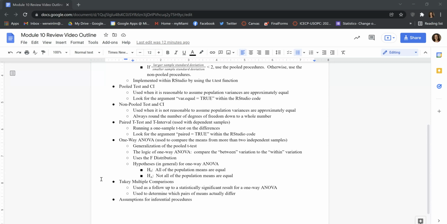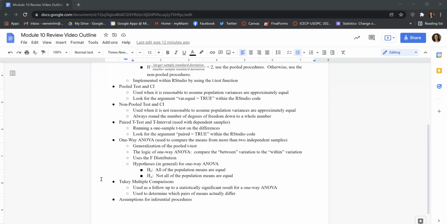On the other hand, if we are working with dependent samples, then we use the paired procedures. And once again, dependent samples are samples that have a natural pairing, oftentimes two measurements taken on the same subject. This is really analogous to running a one-sample t-test on the differences. You'll see that reflected in the number of degrees of freedom. It's n-1. So the paired t-test is really just running a one-sample t-test on the differences, as we learned in Module 9. In order to run the paired t-test or construct a paired t-interval, you've got to have the argument paired equals true within the RStudio code.